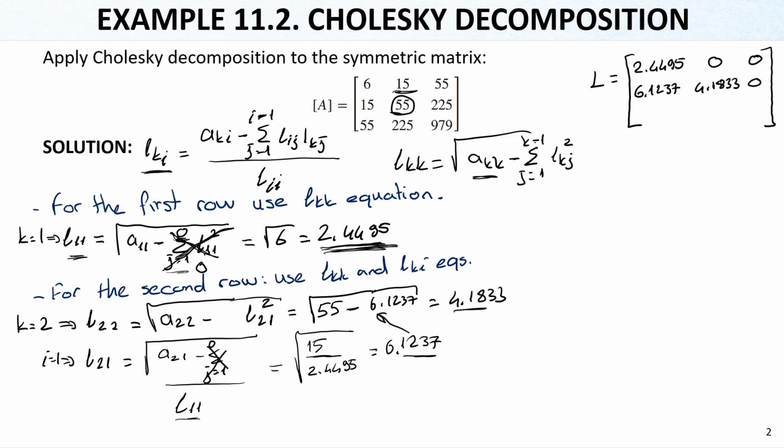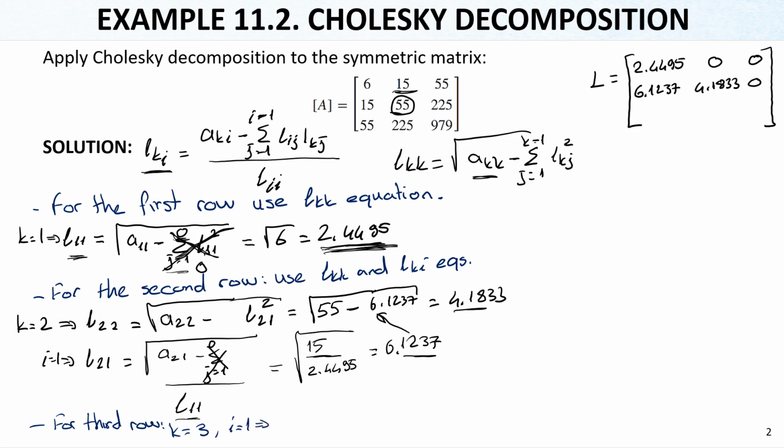So let's find them as well. And for that, for the third row, again we will use the first and second equation. So only for the first row we will use the second equation, but for the rest we will use both equations. For the third row we have k equals 3. Then with this we will start with i equals 1, and also we will continue with i equals 2 because it's up to k minus 1, which is 2.